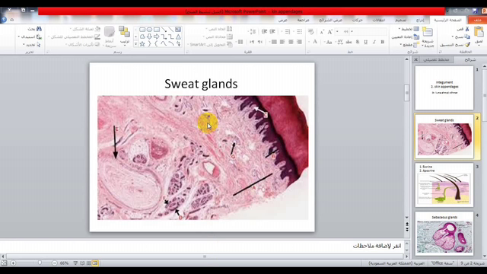Okay, as we see, the accumulation of sweat glands is located in the reticular layer of the dermis. We have two types of sweat glands, eccrine and apocrine. The eccrine glands are located in the skin throughout most of the body. These glands are an important organ for thermoregulation.